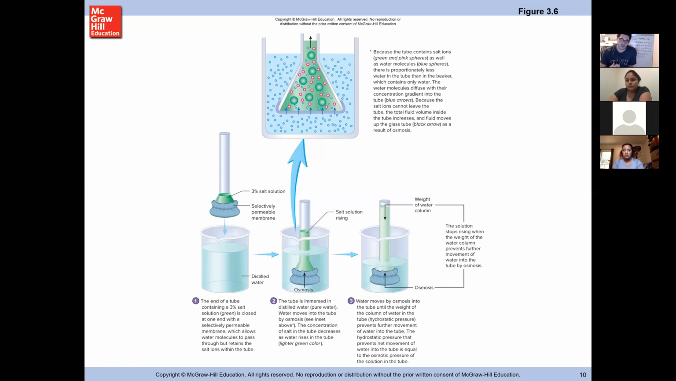So that's osmosis. It's exactly the same thing as diffusion, but we're just thinking about the movement of water instead of whatever salt we have dissolved in it, okay?